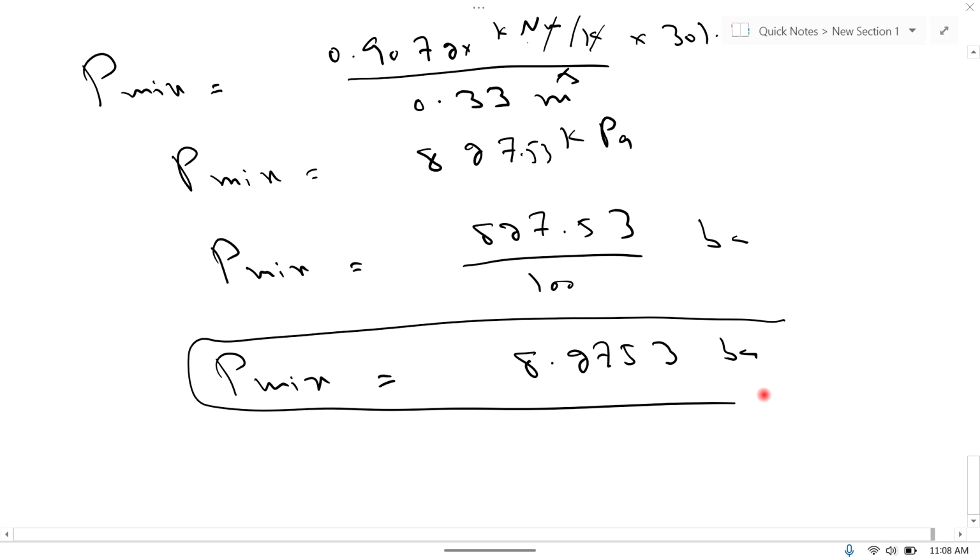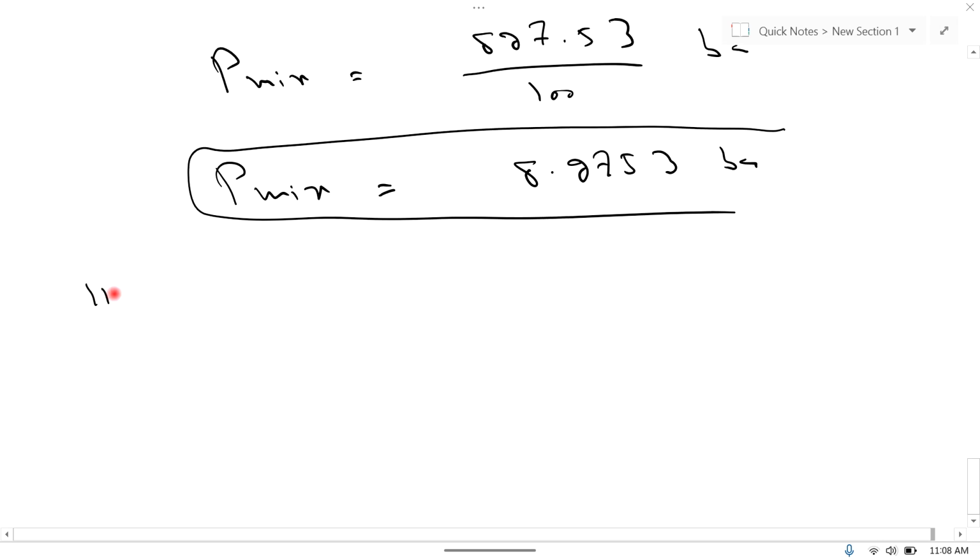Now we are solving part number 3. At part number 3, partial pressure of each gas in the mixture is needed, meaning partial pressure of oxygen is needed and partial pressure of nitrogen is needed.